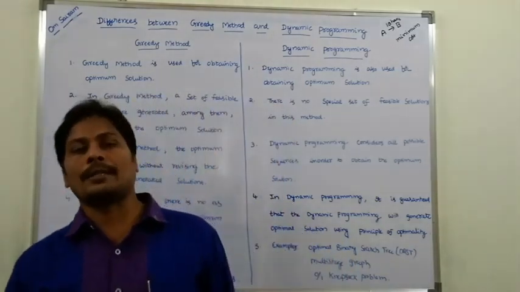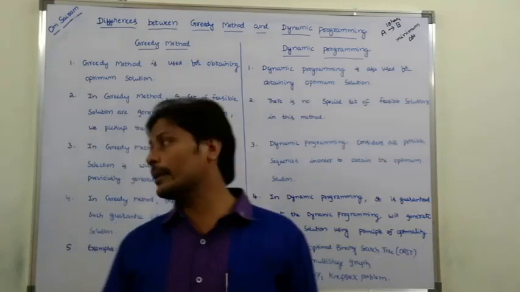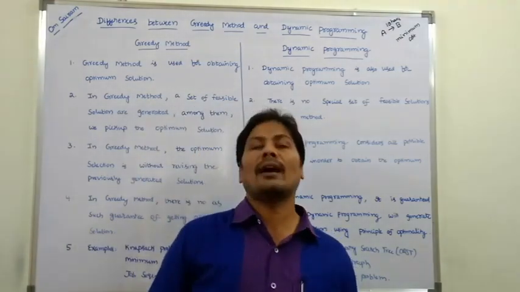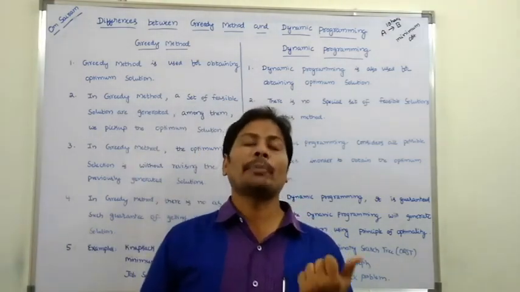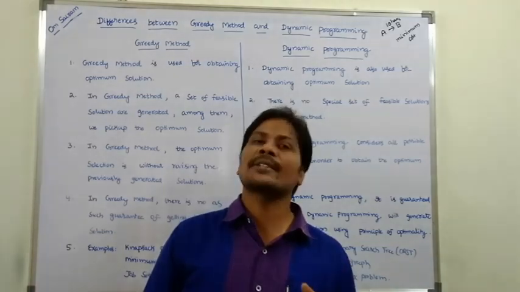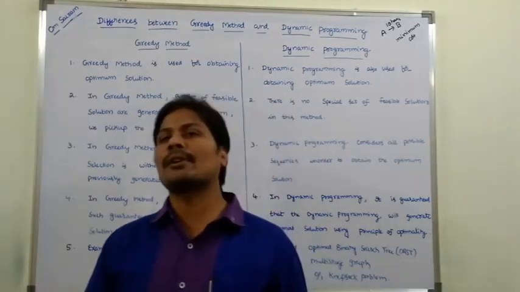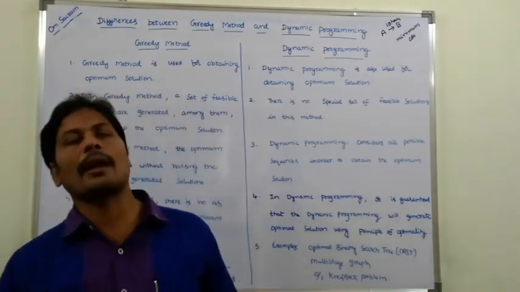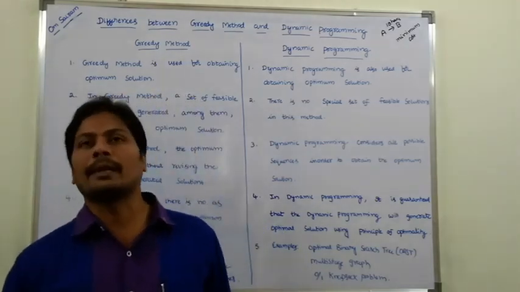Next, examples for greedy method are knapsack problem, optimal storage on tapes, optimal merge pattern, minimum cost spanning tree, single source shortest path problem. So these are the examples of greedy method.